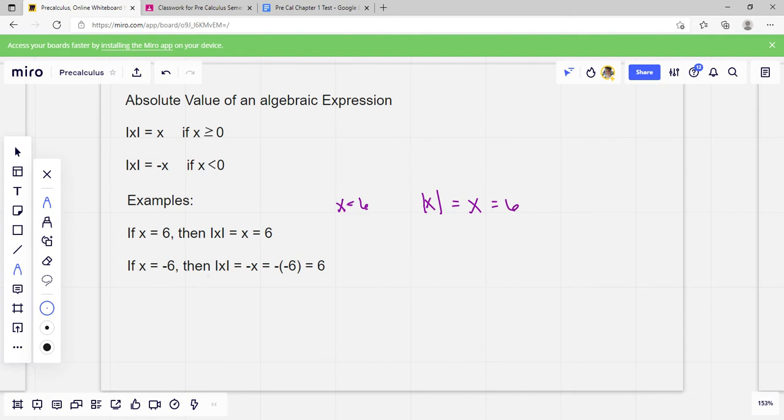If x equals negative 6, then the absolute value of x will be negative x. So x equals negative 6, and we've got the absolute value of x, which means we're going to need negative x, so that'd be negative negative 6, right? If we change that out for negative 6, then these two cancel each other and we get just plain 6 again. So basically it's just saying the opposite of the number.